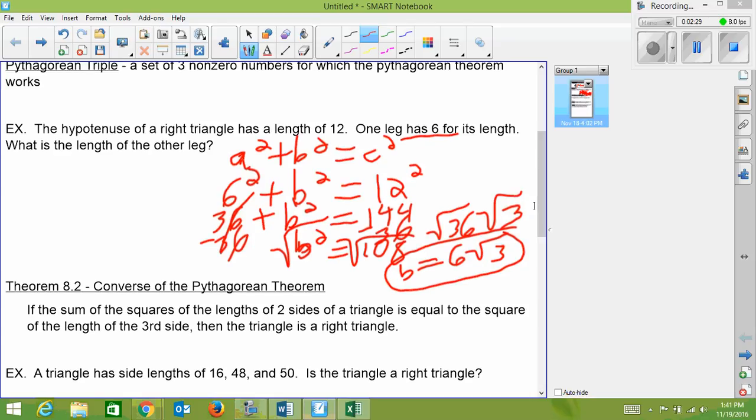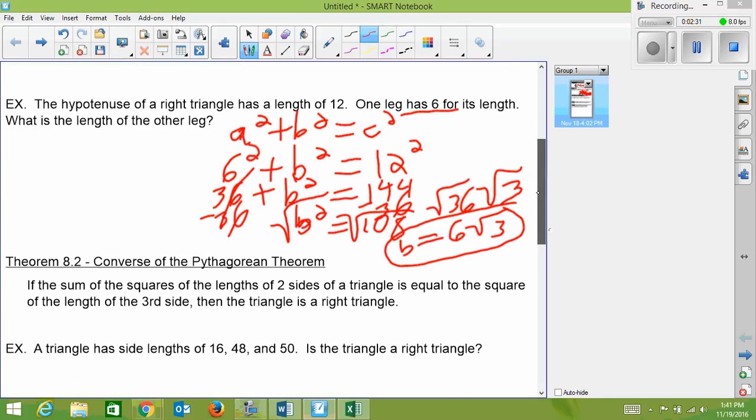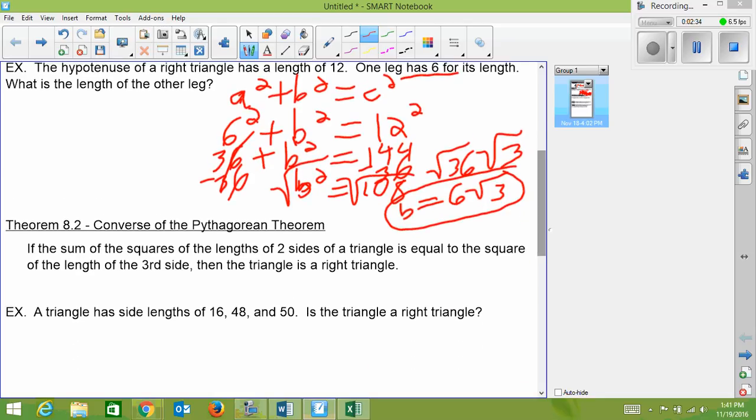So theorem 8.2, converse of the Pythagorean theorem. Converse means opposite, so it's said in the opposite way. The Pythagorean theorem said if you have a right triangle. This one starts with: if the sum of the squares of the lengths of two sides of a triangle is equal to the square of the length of the third side, then the triangle is a right triangle. The Pythagorean theorem itself starts with a right triangle. This is backwards. If this works, then it's a right triangle.